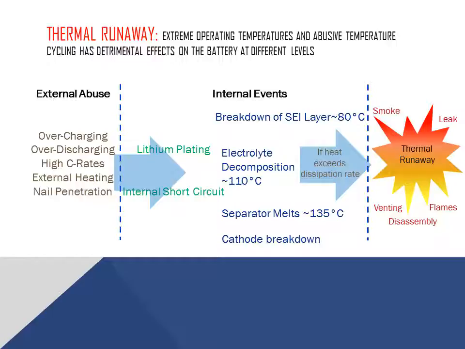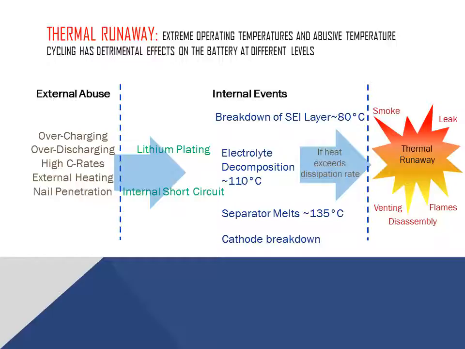Thermal runaway involves different stages. We are now on the third column on your screen. At temperatures as low as 80 degrees Celsius, the SEI layer starts to break down. As temperature continues to climb and reaches 110 degrees Celsius, the electrolyte decomposes. Further, at 135 degrees Celsius, the separator melts. And at even higher temperature, the cathode breaks down.